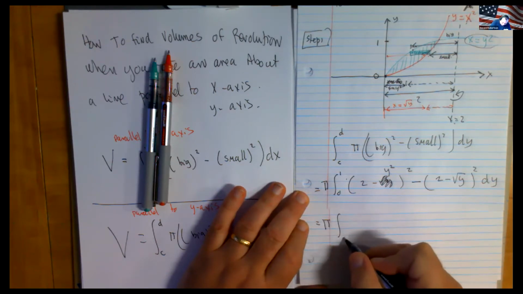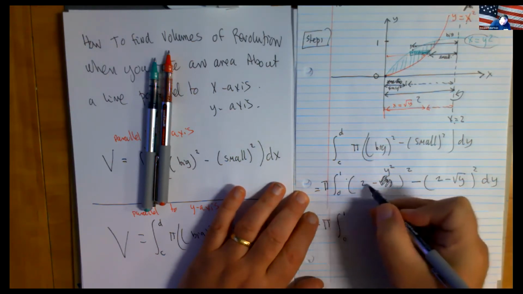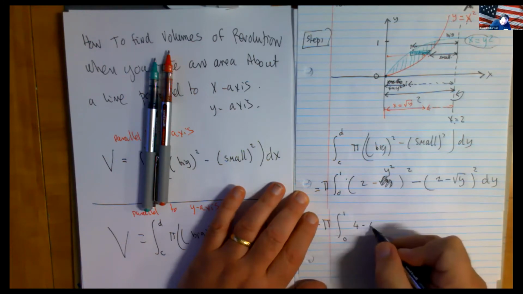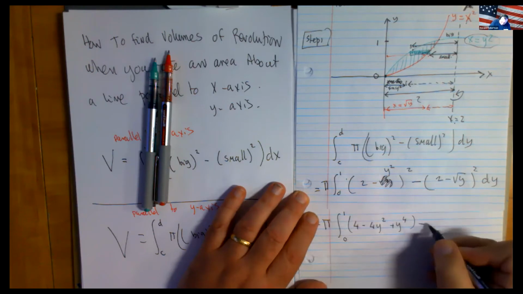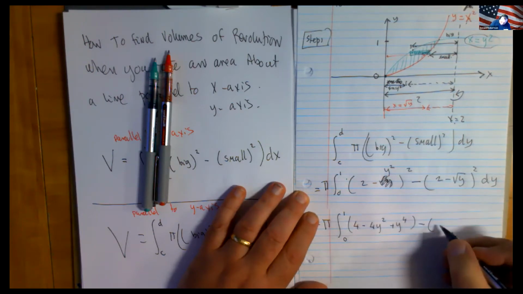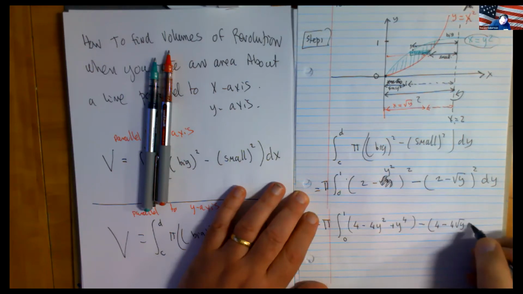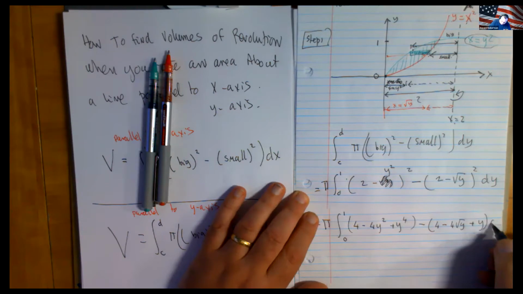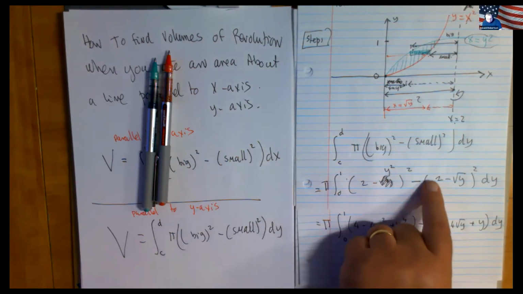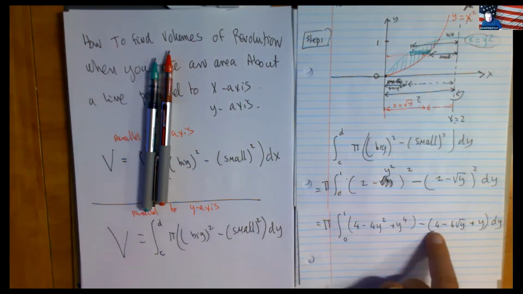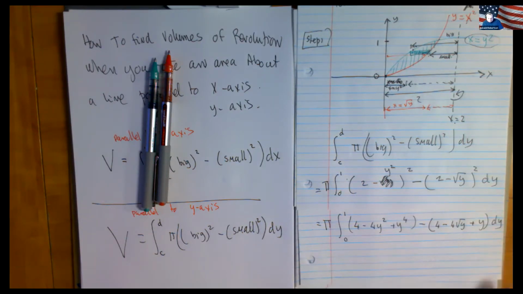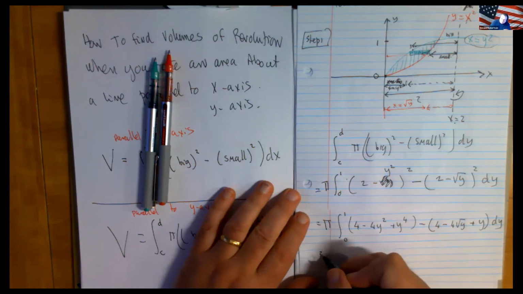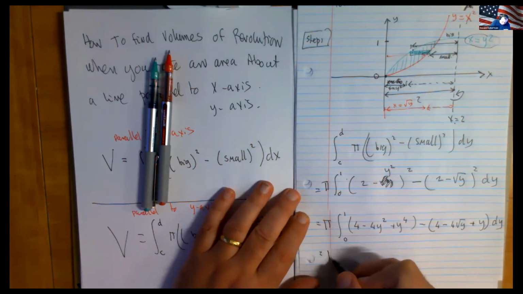So it's the integral from 0 to 1. Subtract, FOIL this guy out. Are you comfortable that this times itself gets you that? If I did FOIL, this is what I'd get. We good? Okay.